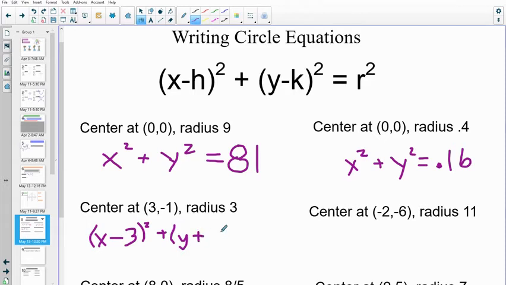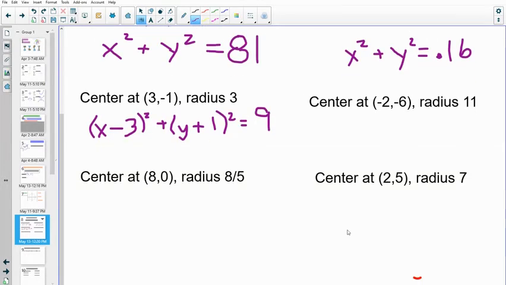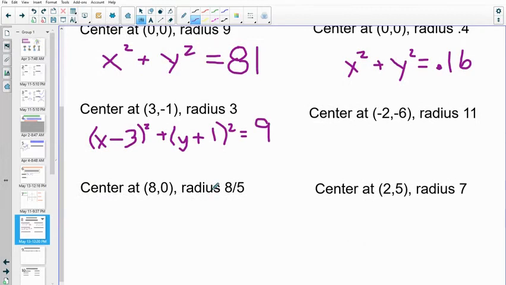Well, y minus negative 1 looks like y plus 1 squared, equals the radius squared. So that equals 3 squared, which is 9. This is the equation for a circle centered at (3, -1) with a radius of 3. And then I'm going to peek at the rest of these. Oh, they're all pretty similar. I might just go down to this one so we can see this fraction at work.